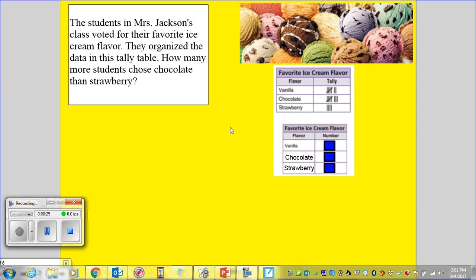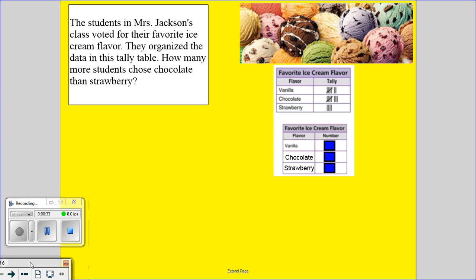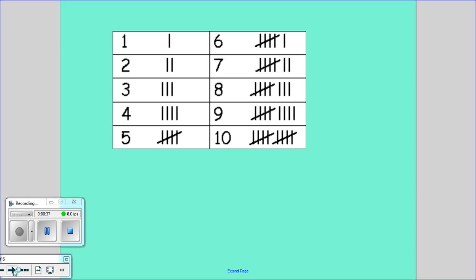And as you can see, we have a data table here, and we're going to talk about how we can organize that data to make it easier to work with. Our data is currently in what is called a tally chart. And as you can see, we have another tally chart here, and they're fairly easy to use to organize votes or any other type of data you would like to organize.